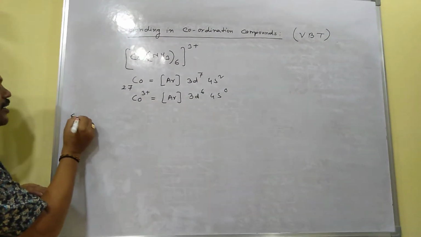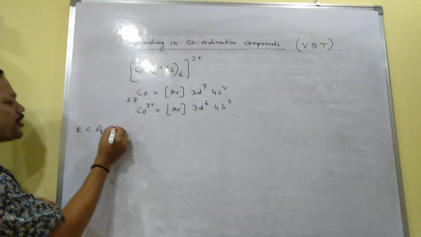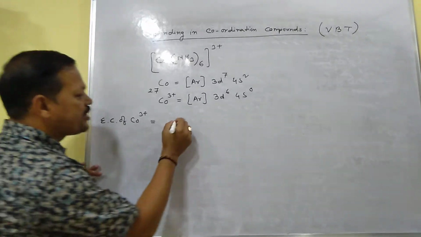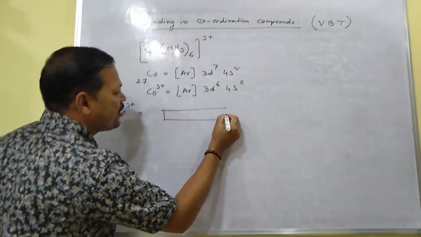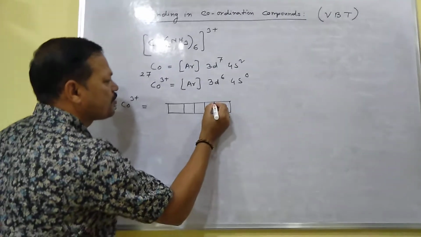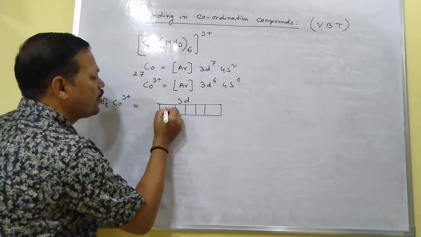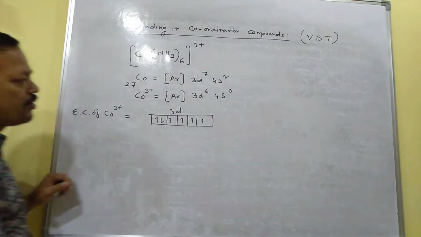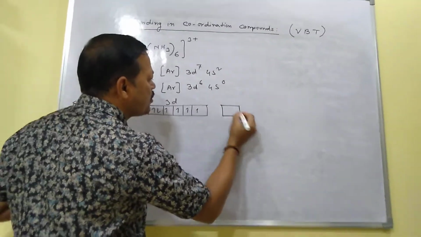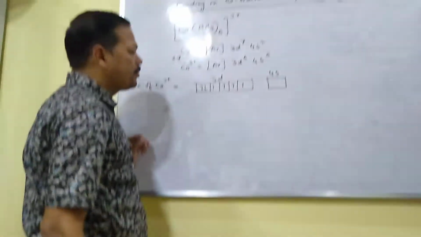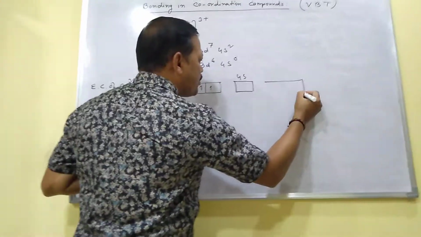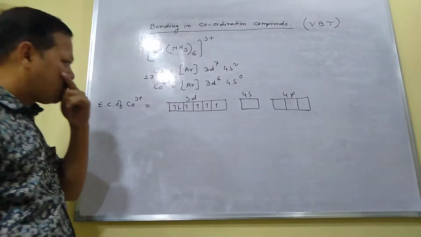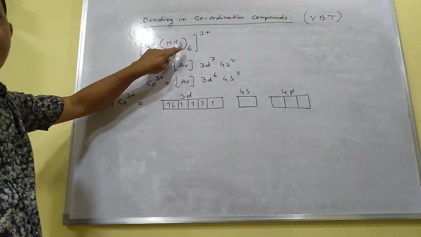Now I'll write the electronic configuration of the cobalt 3+ ion in boxes, only the valence shell configuration. So the valence shell contains 3d6. This is 3d, 1 2 3 4 5 6, 3d6, 4s0, no electron. Then you will get 4p, no electron. Now here the ligand is ammonia.